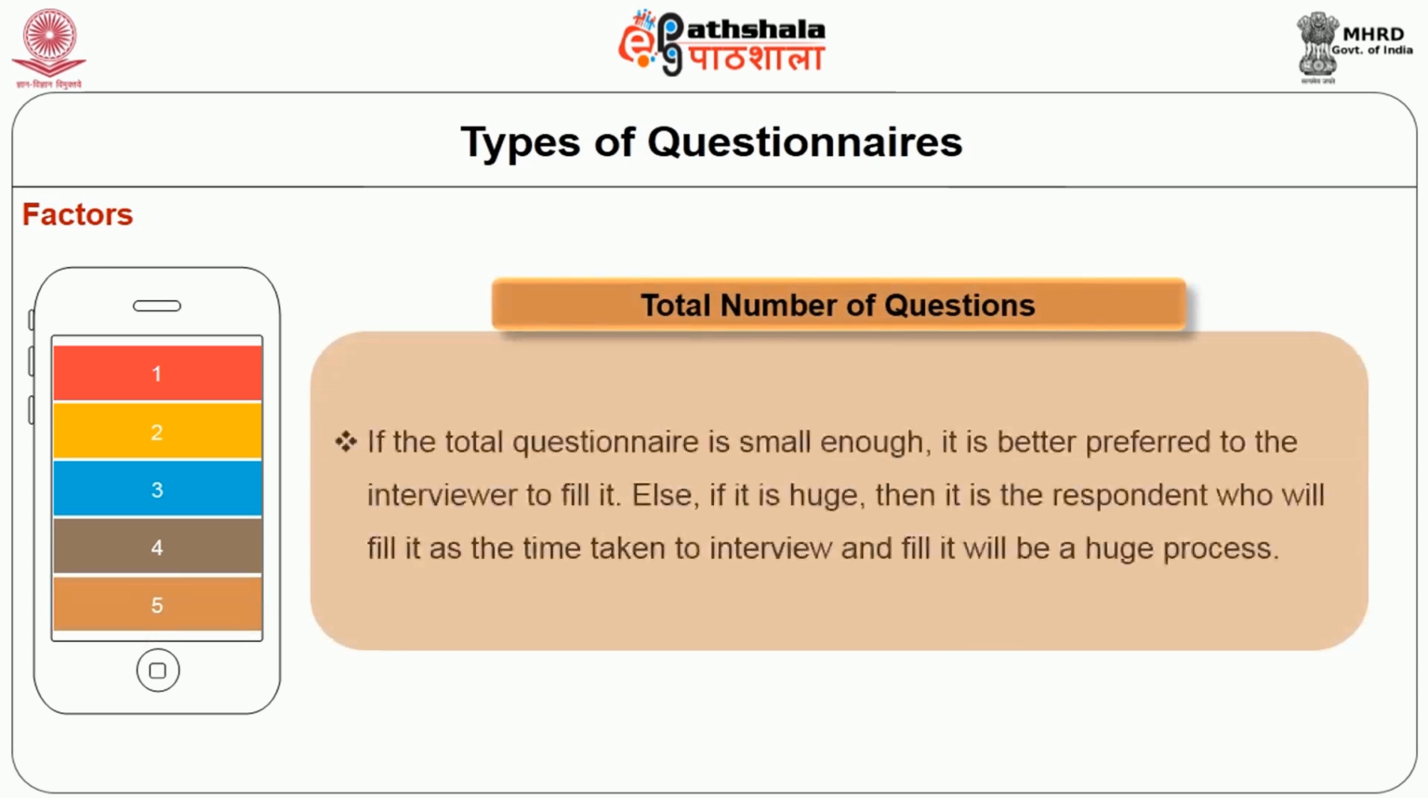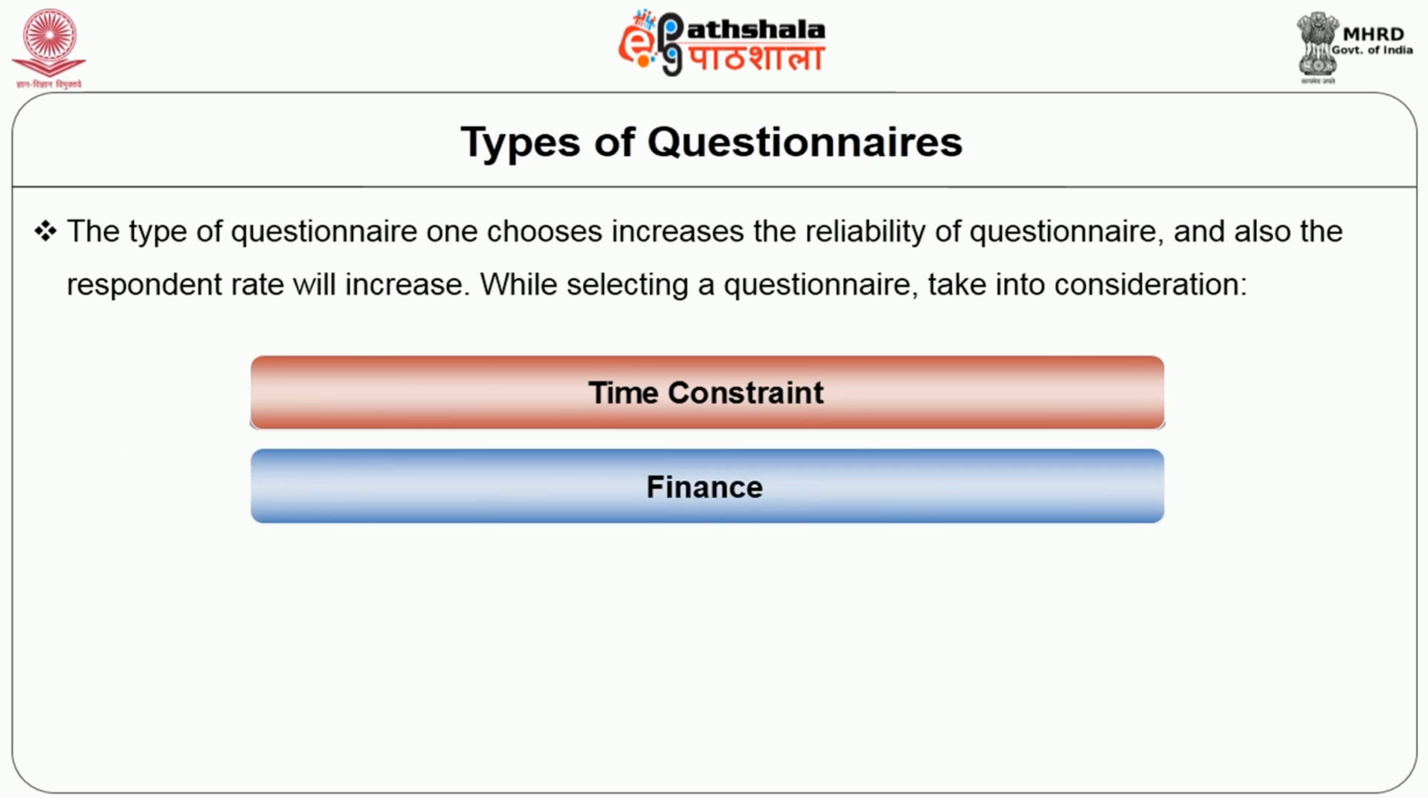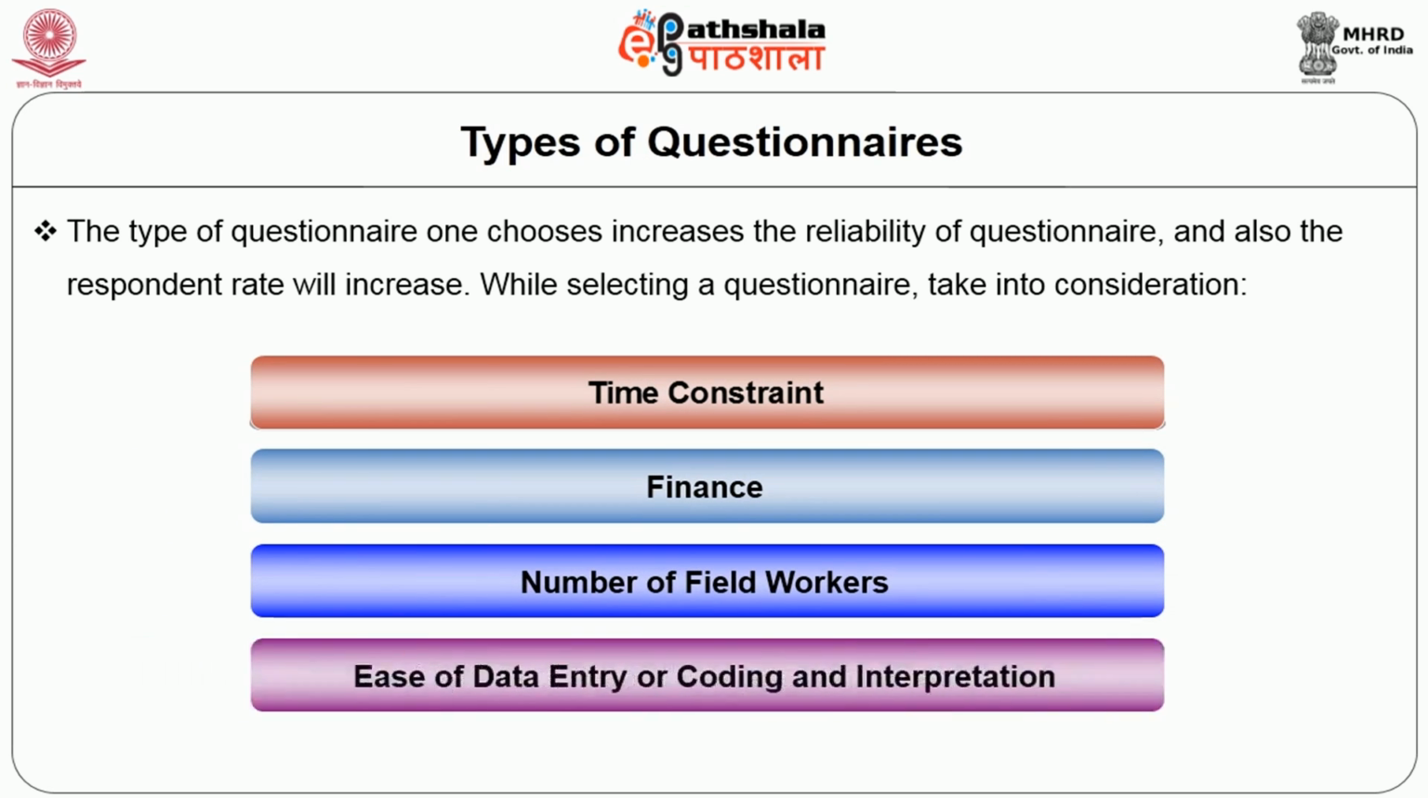The next factor is the total number of questions. If the total number of questions is small, it is preferable for the interviewer to fill it in. Else, if it is huge, then it is the respondent who will fill it in, as the time taken to interview would make it a huge process. Also, the type of questionnaire one chooses increases the reliability of the questionnaire, and the response rate will also increase. While selecting a questionnaire, take into consideration the time constraint, the finance, the number of field workers, and ease of data entry or coding and interpretation.